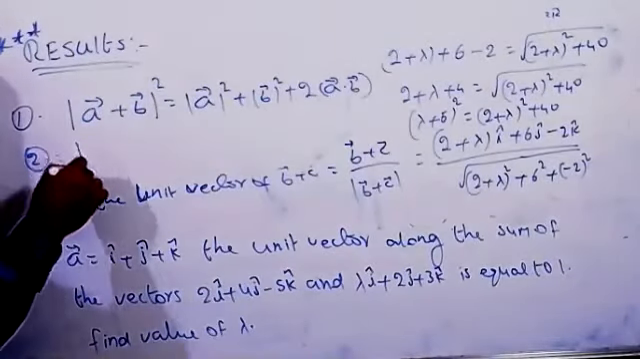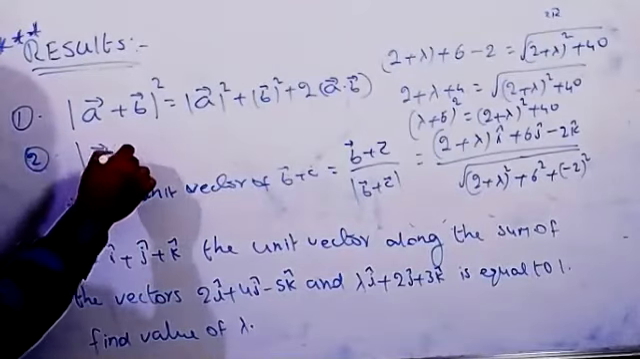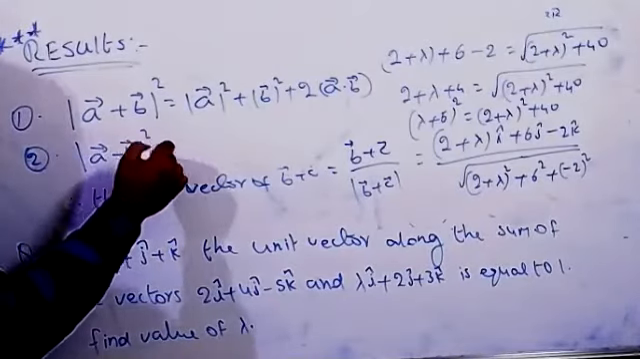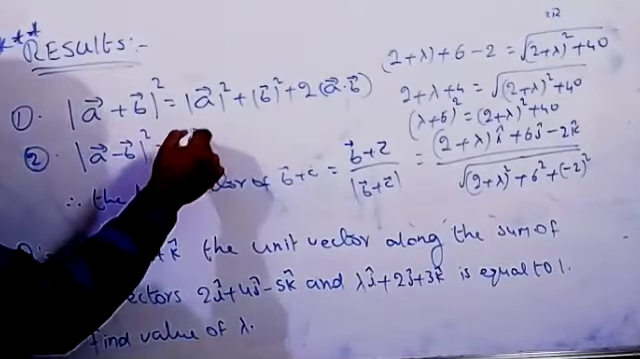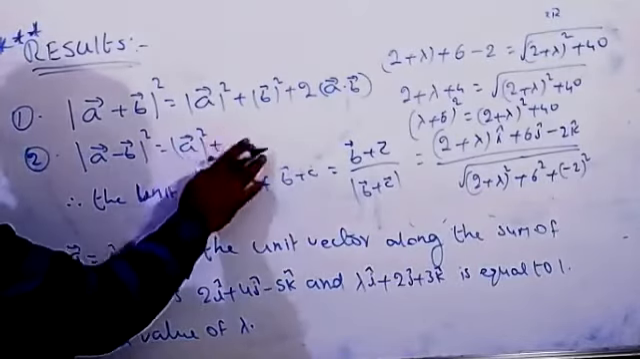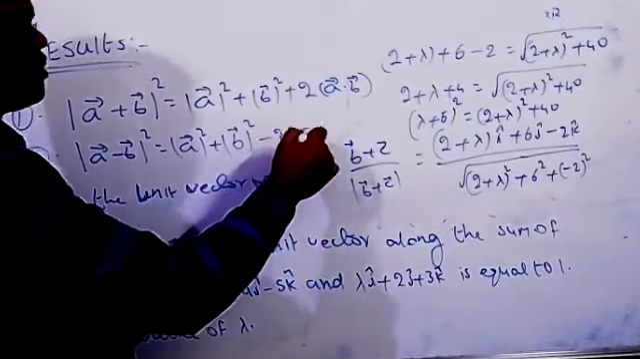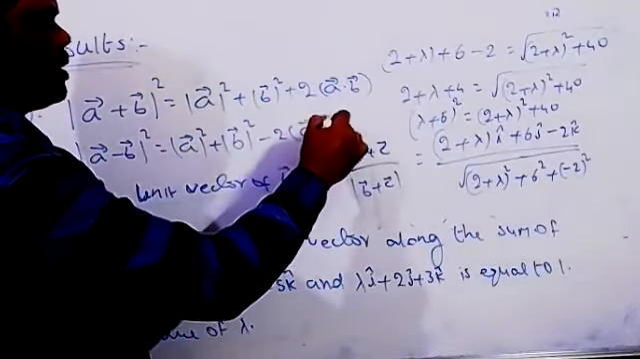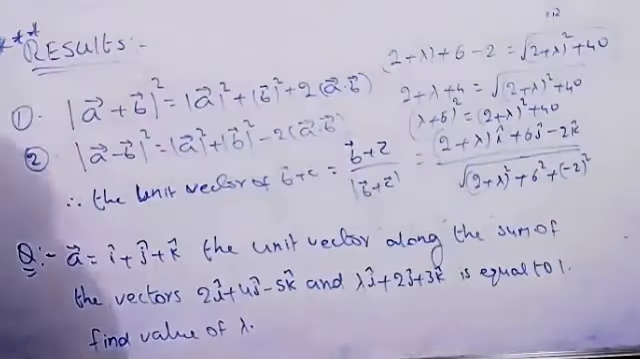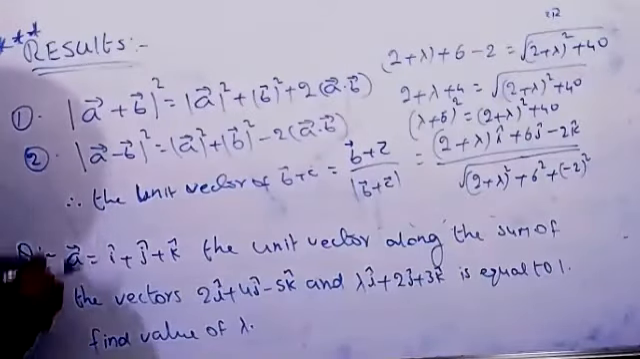Similarly, if you take the modulus of a minus b whole square, it is equal to a square plus b square minus 2 into a dot b.